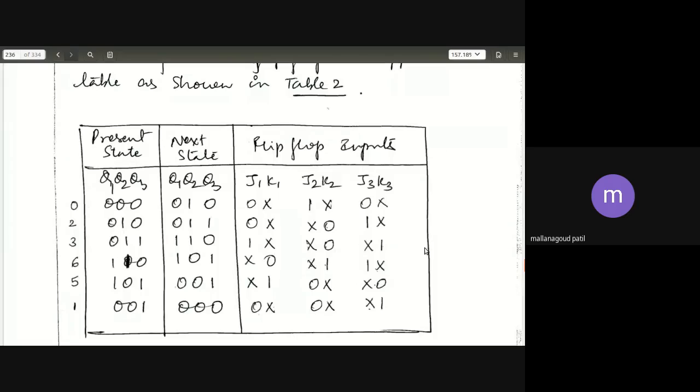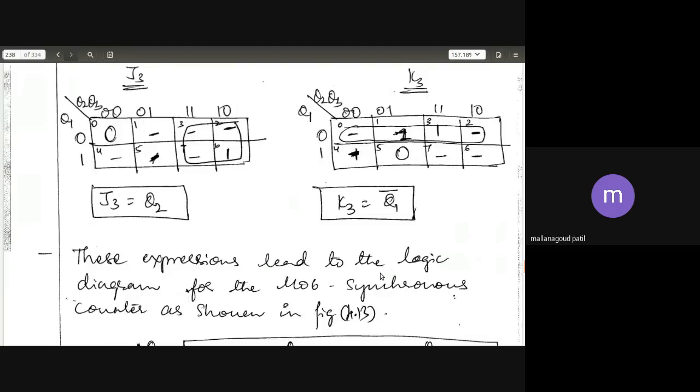Then last K3 can go. How K3 is? 1, 1 belongs to 3 and 1. 0 belongs to 5. 5 is 0. 3 and 1 is 1, 1 and rest all are don't care. Then grouping is first row only, that is 0, 1, 2, 3 cell. Then what is the row address of first one? 0. 0 belongs to Q1. Then K3 equal to Q1 bar.